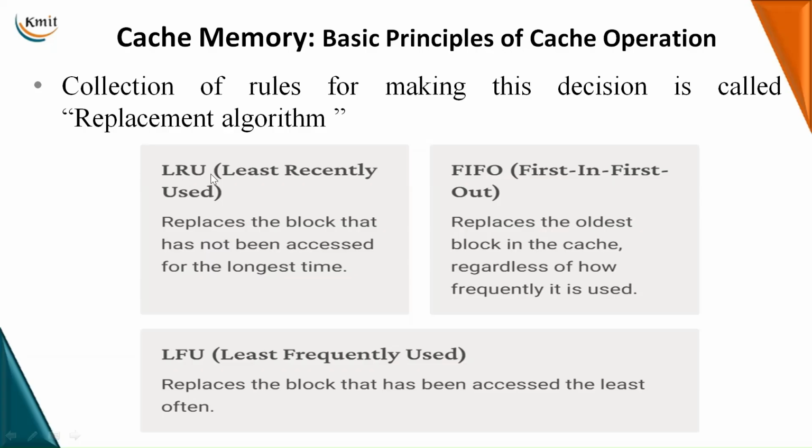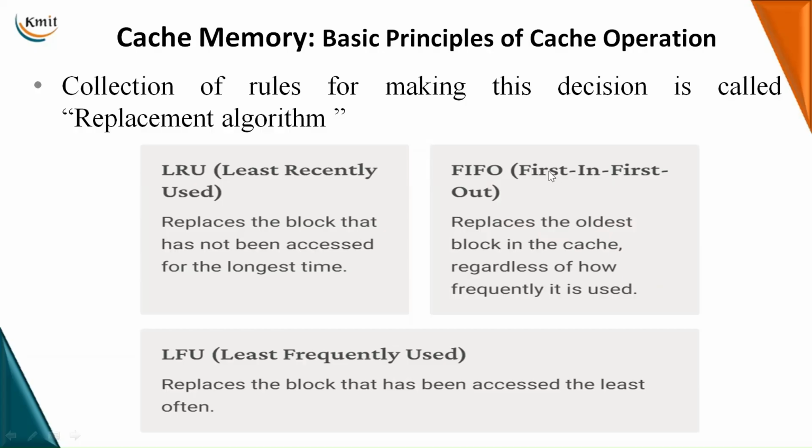Whenever we have to replace a block in the cache with a new block, in case of the LRU algorithm, you replace the block that has not been accessed for the longest period of time by the CPU. So whichever block present in the cache has not been accessed for the longest period of time by the CPU will be replaced with the newly requested block. In case of first in first out, it replaces the oldest block in the cache, regardless of how frequently it is used, no matter if it might have been used recently.